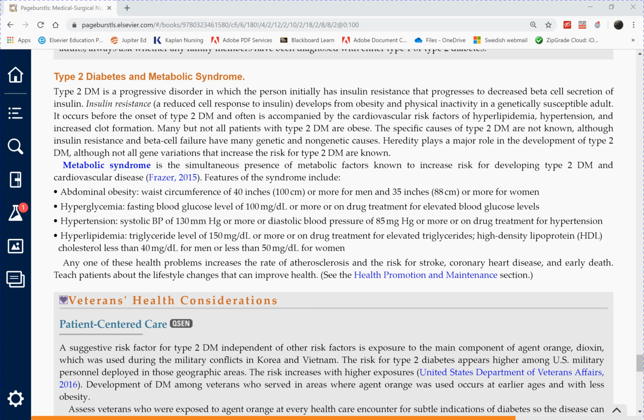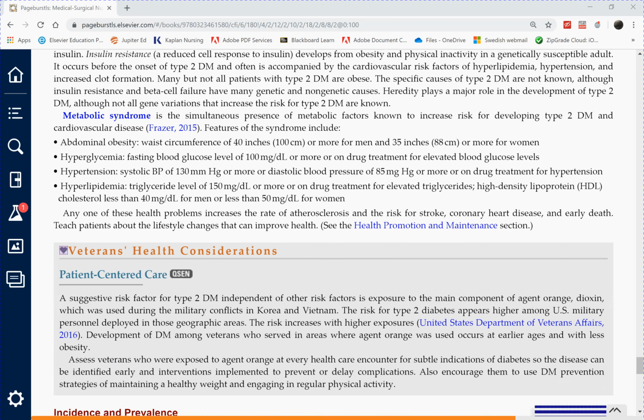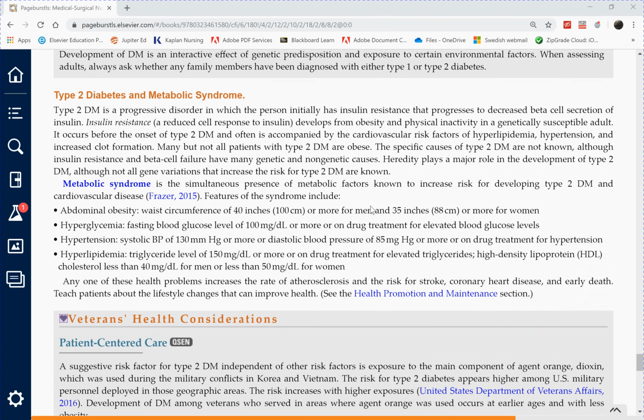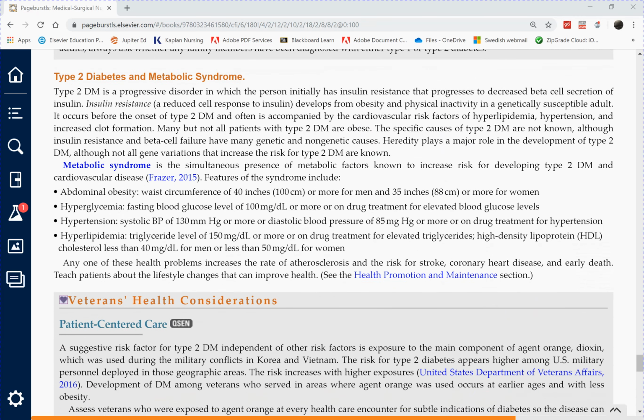All right, let's continue. Before I ended for the break, we were here. Let's discuss diabetes and metabolic syndrome. Metabolic syndrome is not different from the metabolic syndrome that they will mention in chapter 38.